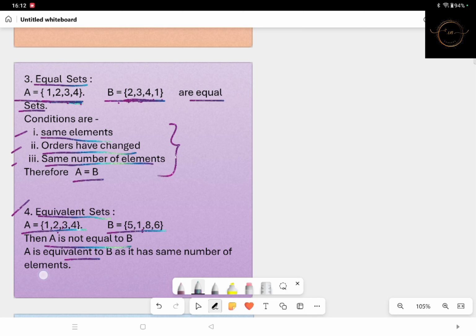Why? Because they have the same number of elements. Look, set A has 4 elements. In both the sets how many elements? 4 elements. Because each set has 4 elements, they will be called equivalent sets. So when you consider equal sets, these three conditions should be present in the two sets, and when you are talking about equivalent sets, only if two or more sets have the same number of elements, we will say that the sets are equivalent sets.